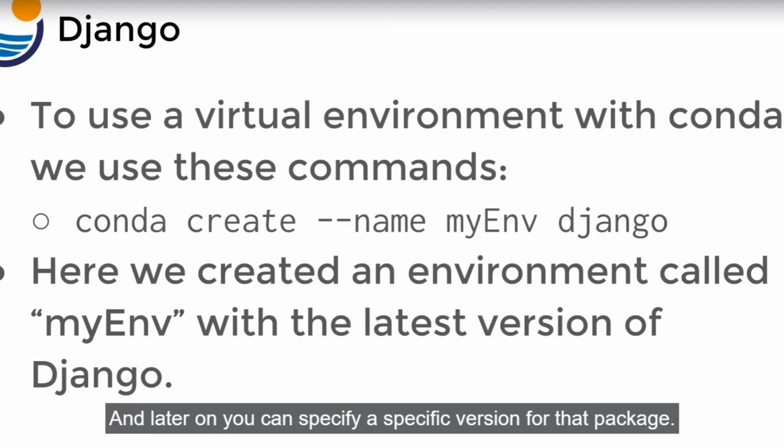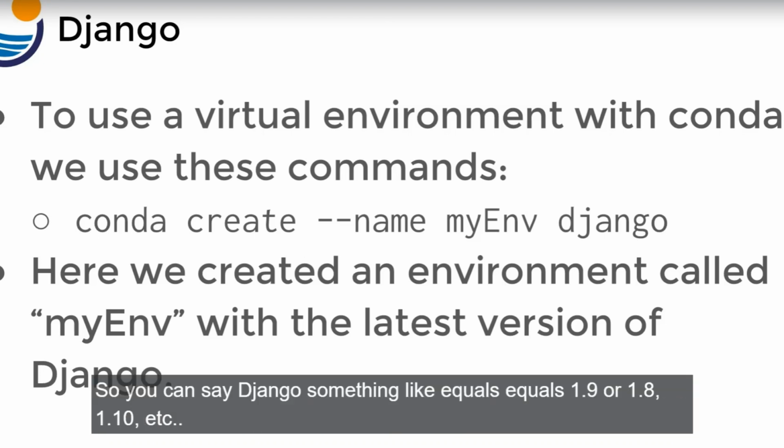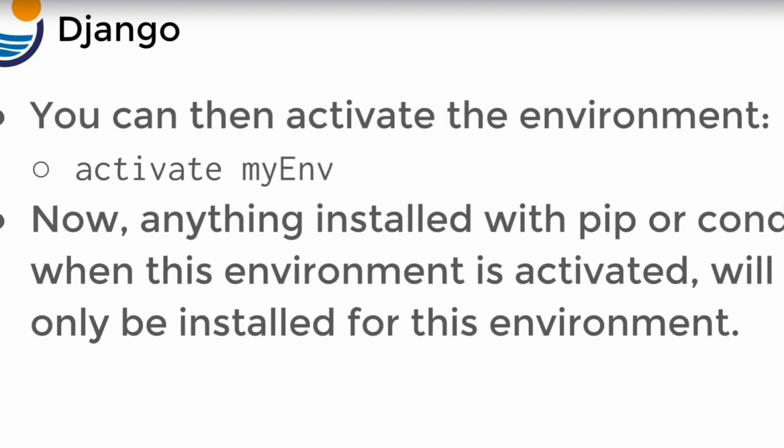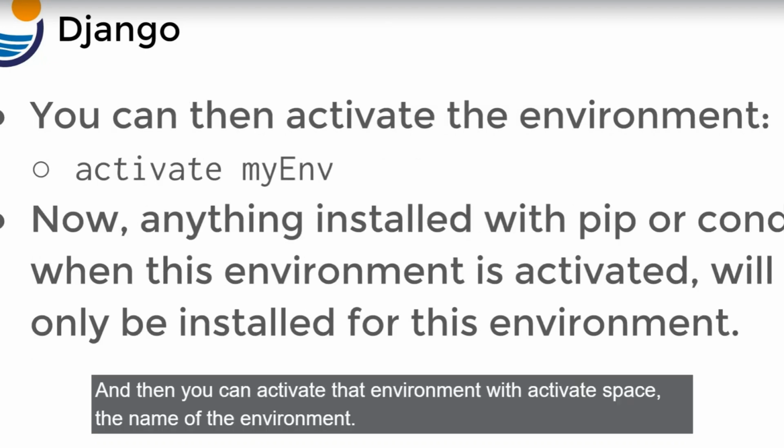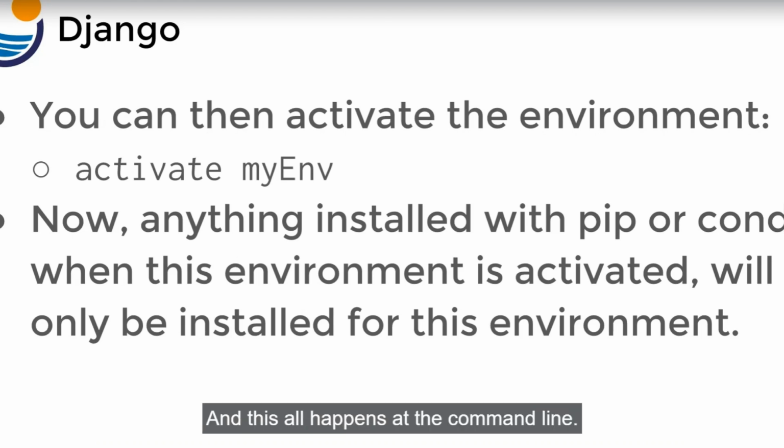And later on, you can specify a specific version for that package. So you can say Django equals 1.9 or 1.8, 1.10, etc. And then you can activate that environment with activate space the name of the environment. And this all happens at the command line.